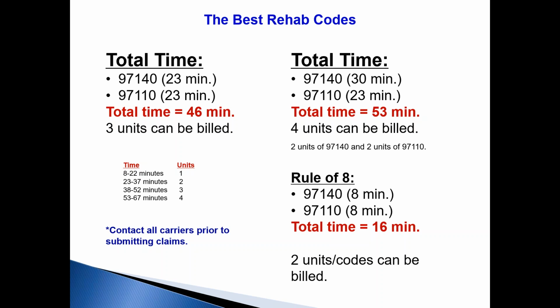You could only bill 3 units, so how would you bill this? You'd bill 2 units of one and 1 unit of the other, right? But which one would you pick? Pick the one that pays more. Most of the time, it's 97110, although most people think 97140 pays more.